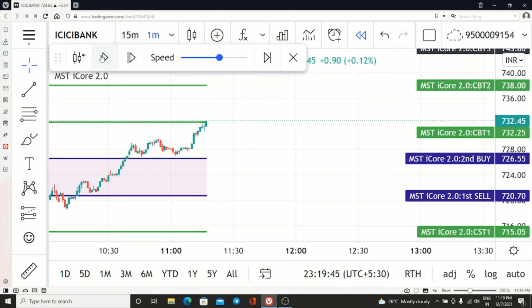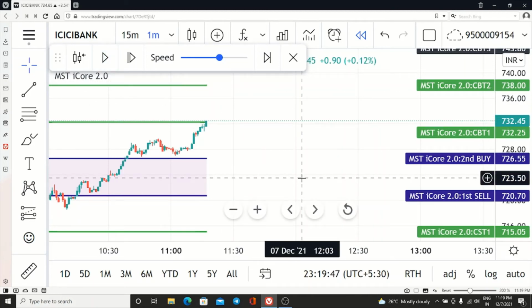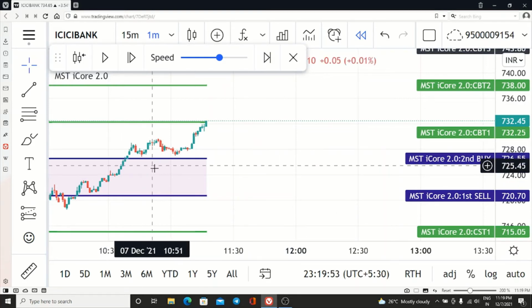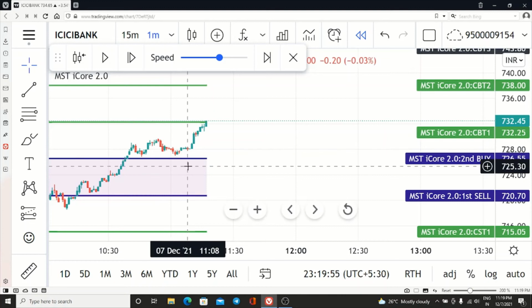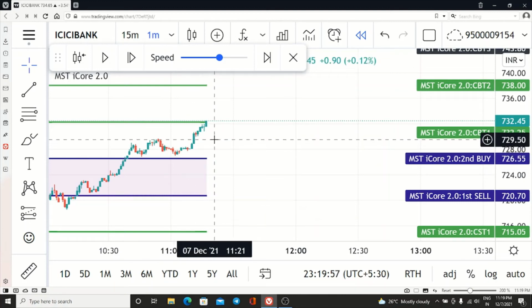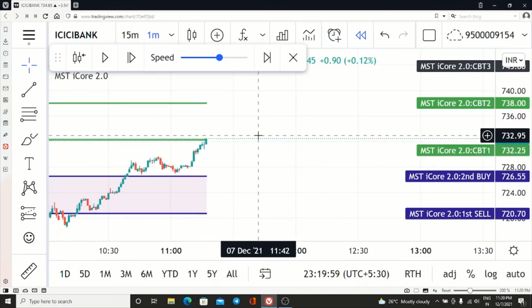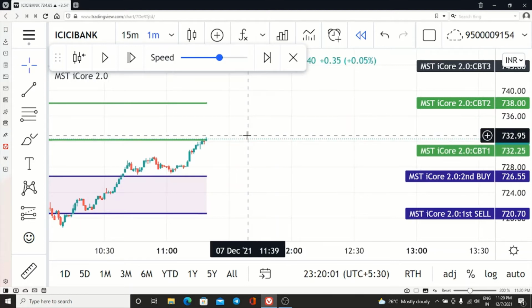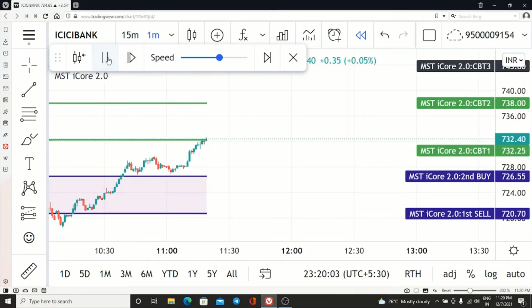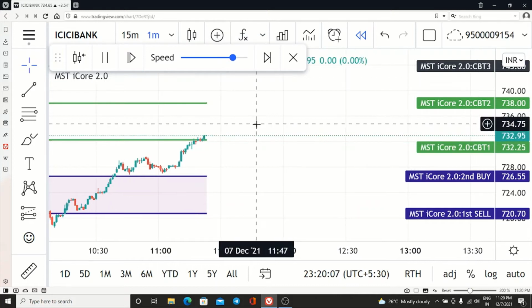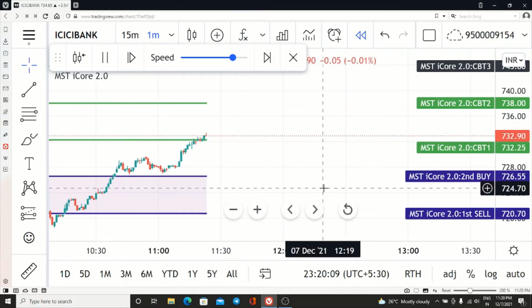Target hit. So our reverse entry first target 732.25 exactly hit. Okay. So now we have recovered the loss of the day and we have booked the profit for the day. So rest, if it is going up or down, we don't bother. Our trade got over. So let me quickly run with the increased speed. So what happened in the market today?